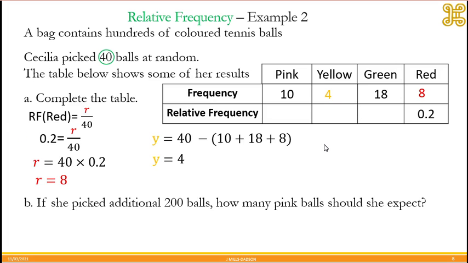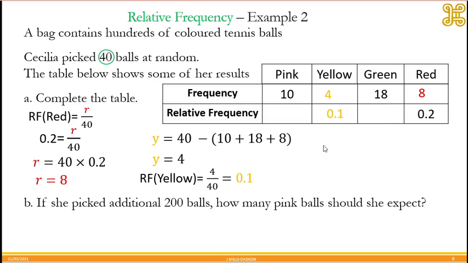Now, knowing that yellow is 4, we can now work out the relative frequency. So it's 4 out of 40, which is the same as 0.1. We are leaving our answer as a decimal because the initial question was given in decimal. That's why I'm putting this also in decimal.